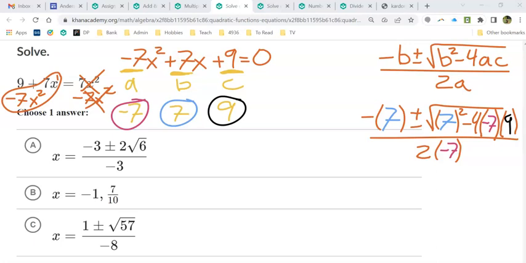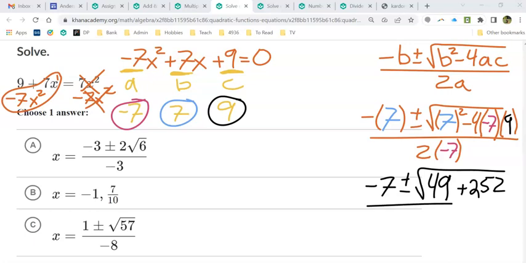Now we're going to go through and do the basic arithmetic, the basic math. We have a negative 7 in front, plus minus 7 squared. That's 7 times 7. That is 49. Then we have negative 4 times negative 7 times positive 9. That number's going to get a little big, so I'm going to use a calculator to make sure I get it right. We have negative 4 times negative 7 times 9, and I get 252. So plus 252, all over 2 times negative 7, which is negative 14.